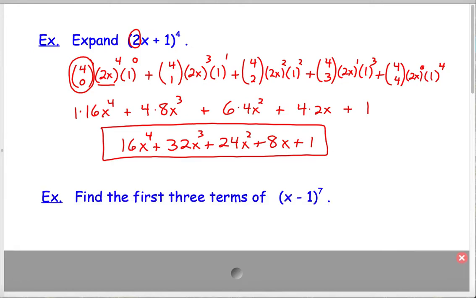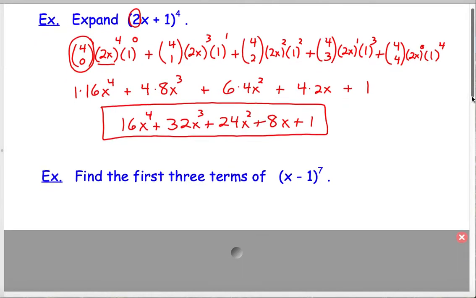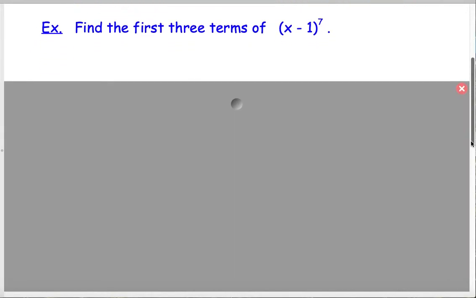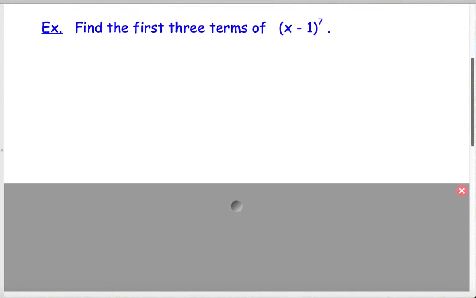Let's try another one. Find the first three terms of x minus 1 to the 7th. Hit pause, give that a try. Okay, here we go. 7 choose 0. And we're going to have, I don't need parentheses on that, x to the 7th, negative 1 to the 0. This is the key to getting the correct answer here. Think of this as x plus negative 1.